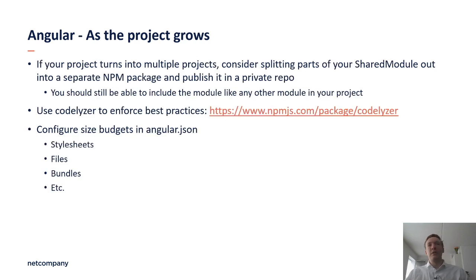So first off, if your project turns into multiple projects, so if you've got multiple teams working on maybe completely separate functionalities that might be built into completely separate customers, split out your shared module. Once you grow to a size where you get all these teams working, you usually have built, inadvertently or maybe on purpose, a component library. Split that out into a separate npm package and publish it in a private repo. That way you won't step on each other's toes as people update the shared modules and make breaking changes and so on.